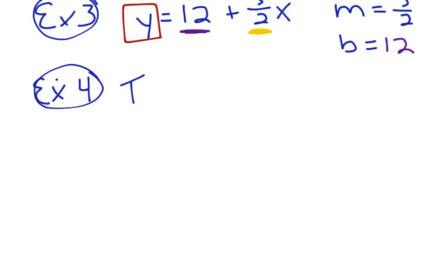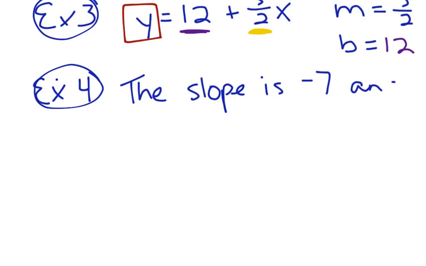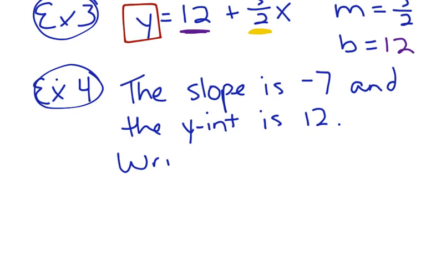Now, this one's going to look a little bit different because I want to show you how, regardless of how the problem is presented to us, the form still works the same way. So the slope is -7, and the y-intercept, and again I am abbreviating intercept, is 12. I want you to write an equation for this situation.